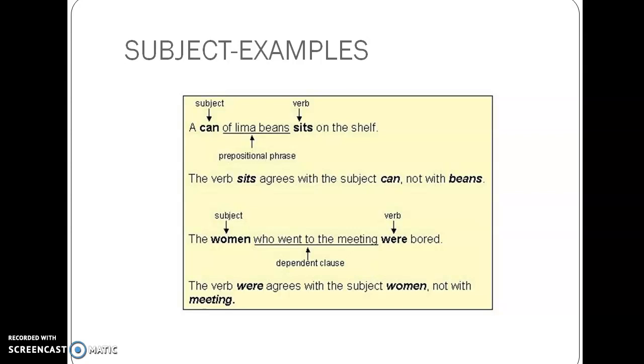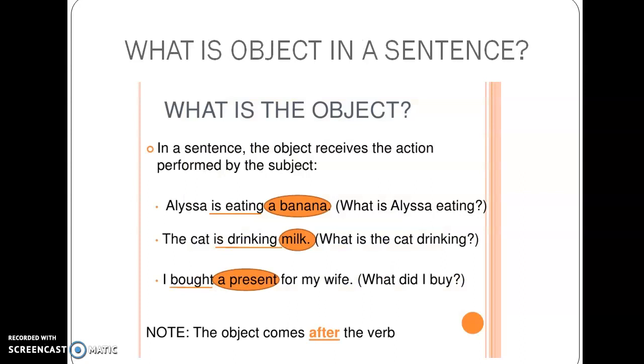Now here the subject is can, because the whole sentence revolves around a can. And what is the action that is done by the can? Sits. Now, can is a non-living thing, but here sits means it was placed on a shelf. Okay, there is a subject, can, and there is a verb, sits. The women who went to the meeting were bored. Now what is the subject? The whole sentence revolves around the women. Understood? Okay. So a subject is a person who does an action, or it is a thing around which the whole sentence revolves.